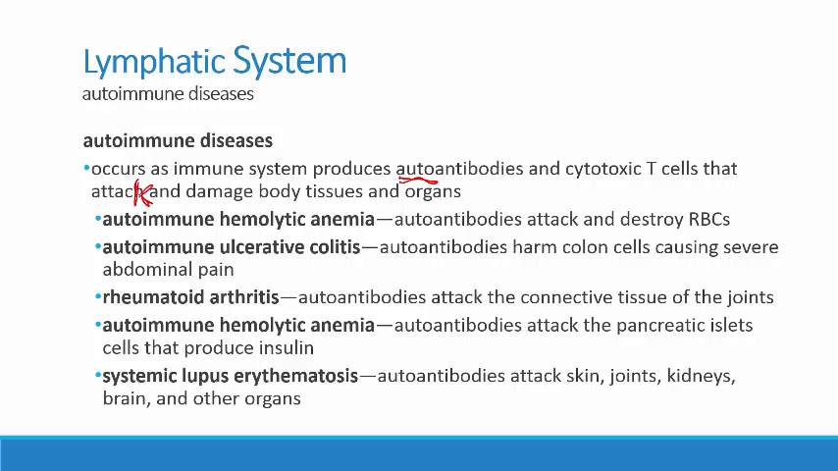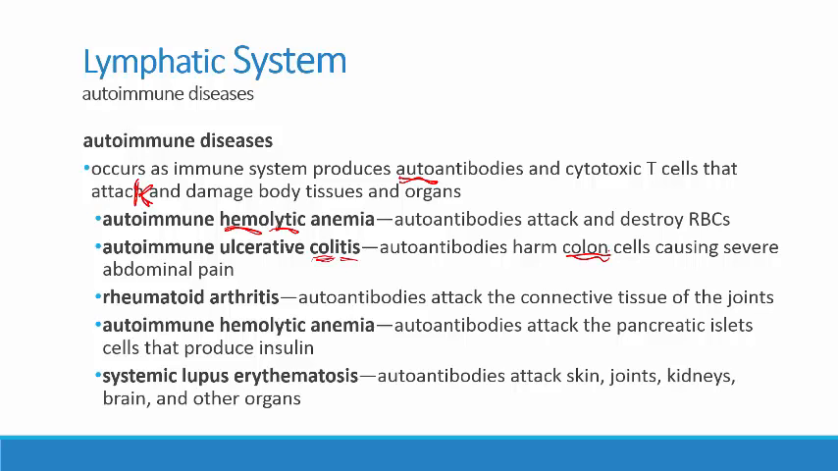And so there's a couple of examples that I've given you, and there's more even in the book. But autoimmune hemolytic anemia is when a person becomes anemic because autoantibodies are attacking and lysing the blood cells. Autoimmune ulcerative colitis, that's when the autoantibodies harm the colon. Itis means inflammation. Col is referring to the colon. So autoantibodies harm colon cells and lead to all sorts of intestinal pain and distress.